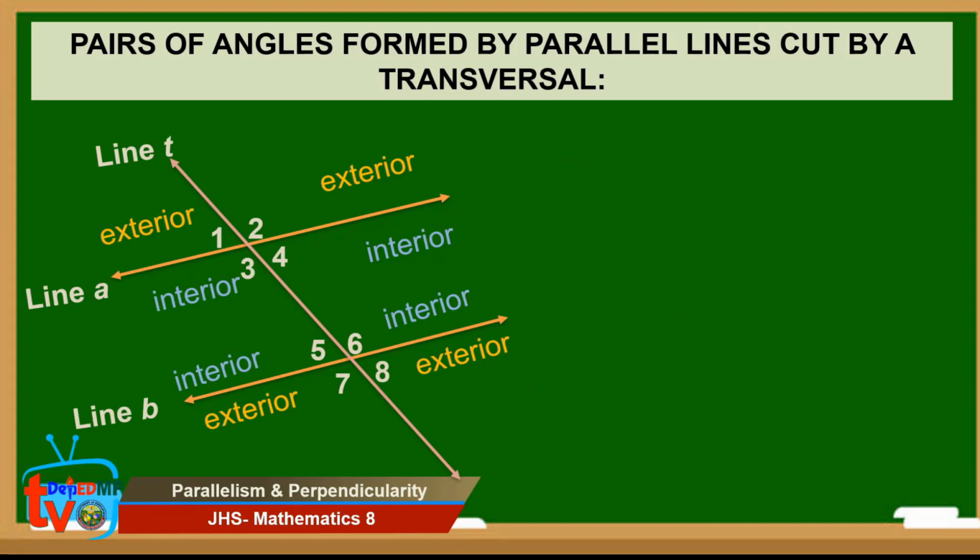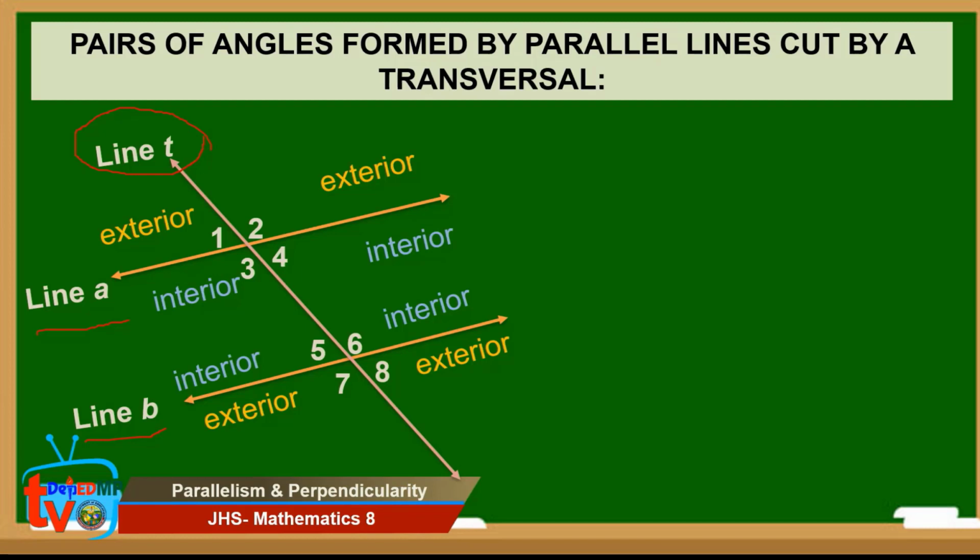Now, let's define the pairs of angles and their relationship when two parallel lines are cut by a transversal line. Line A and B are the parallel lines. They are equidistant from each other, so they do not meet even if we extend them. Line T is the transversal. Before we move on, you may get your pen and notebook. Take down some important notes. You may pause the video if necessary.